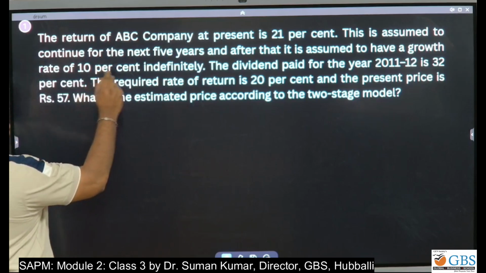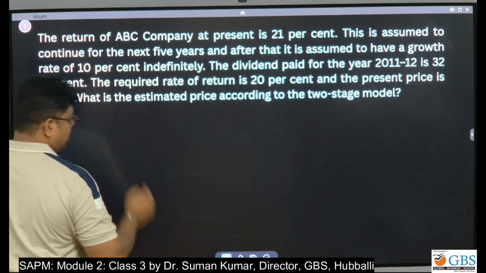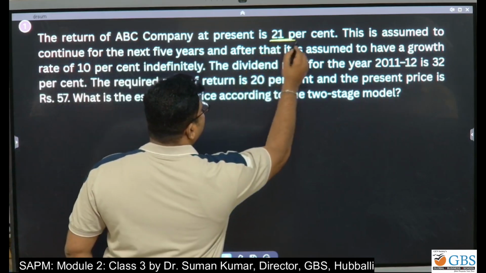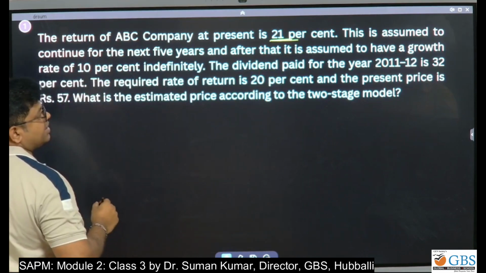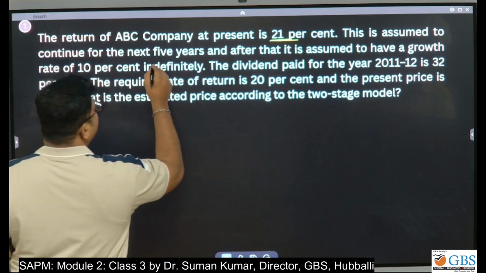The return of ABC company at present is 21%. This is assumed to continue for the next 5 years.